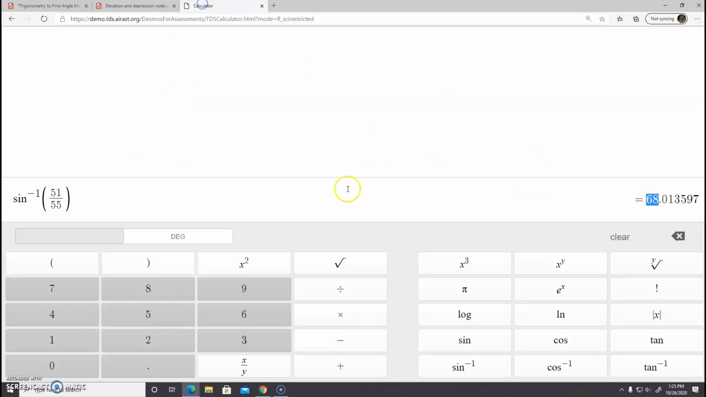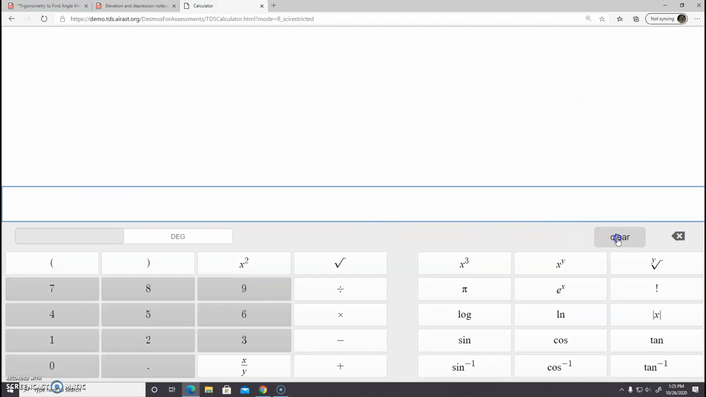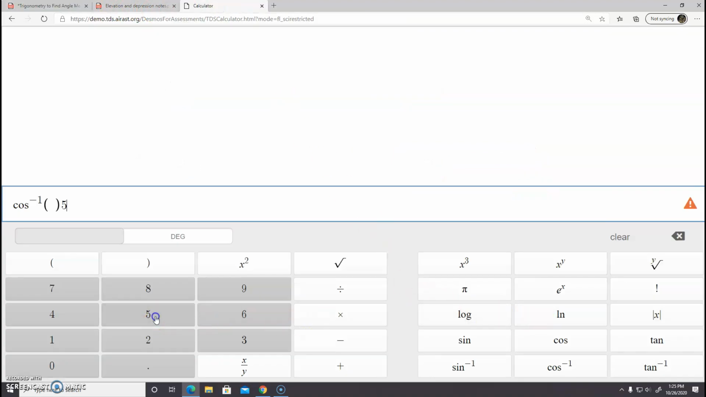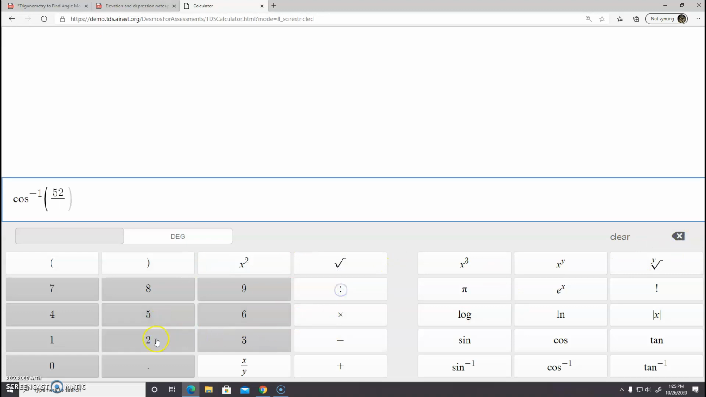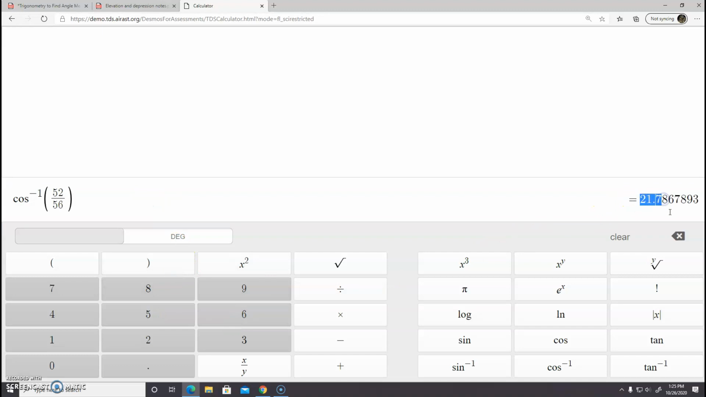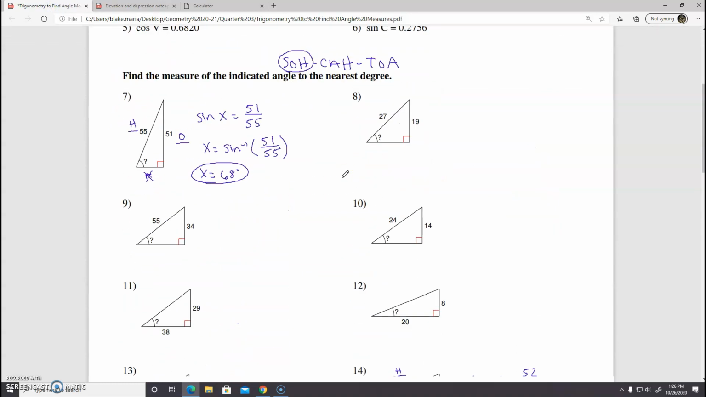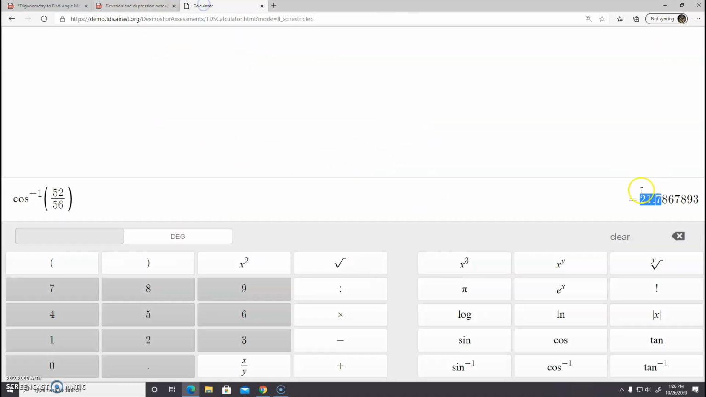So we're going to come back, cosine inverse of 52 divided by 56. And we get 21.8, because that 8 tells me to round this up. Let me see what the directions say. Nearest degree, so we want a whole number. So we're at 21, and the 0.8 tells me to round this up to 22 degrees.